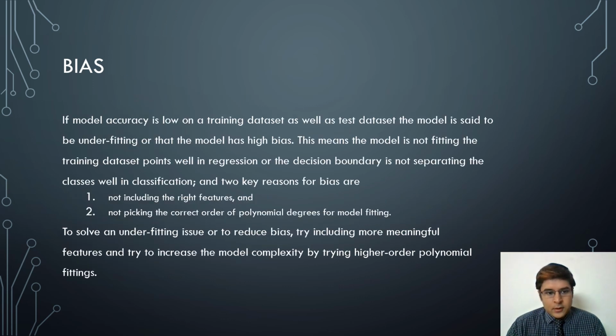What is bias? If model accuracy is low on both training and test datasets, the model is said to be underfitting and it is said to have a high bias. This means the model is not fitting the training dataset points well in regression, or the decision boundary is not separating the classes well in classification. Two key reasons for bias are not including the right features and not picking the correct order of polynomial degrees for model fitting. To solve an underfitting issue or to reduce bias, try including more meaningful features and try to increase the model complexity by trying higher order polynomial fittings.